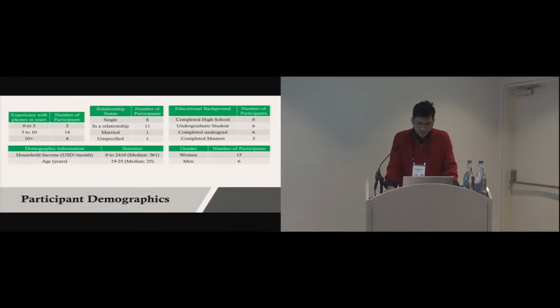So this is how our participants' demography looked. There were 15 women and 6 men in total. Most of them had more than 3 years of experience using smartphones. Most of them were in a family or in a relationship, and all of them would share their devices with others. Their monthly income had a median of $361.